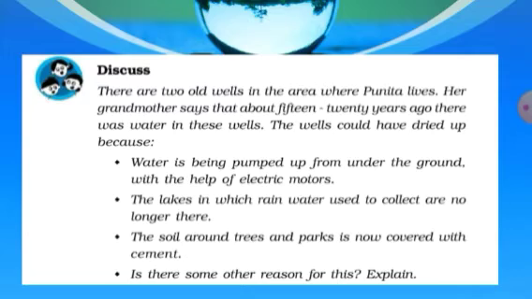Discuss. There are two old wells in the area where Punita lives. Her grandmother says that about 15 to 20 years ago, there was water in these wells. The wells could have dried up because water is being pumped up from under the ground with the help of electric motors. The lakes in which rainwater used to collect are no longer there. The soil around trees and parks is now covered with cement. Is there some other reason for this? Explain.